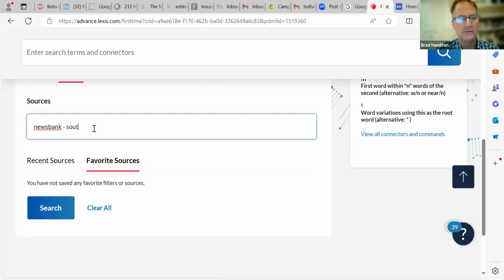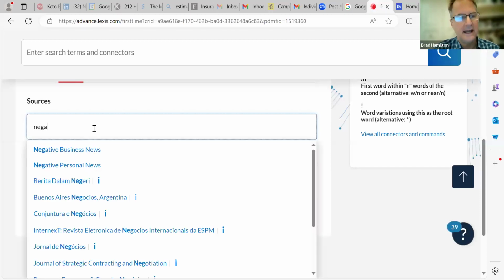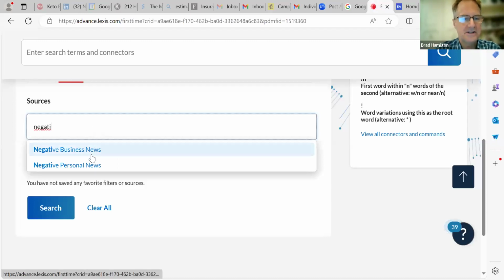One way that I do like to do a search using Newsbank is when I'm backgrounding somebody. And backgrounding means essentially looking for negative news about people. So guess what? Negative news. Okay. Negative business news, negative personal news. These are the only two things in the sources field that are not actual sources. There's no magazine or newspaper called negative personal news. Instead, it's a customized search string that LexisNexis has created that will help you identify articles that are negative in nature about a person or a company.